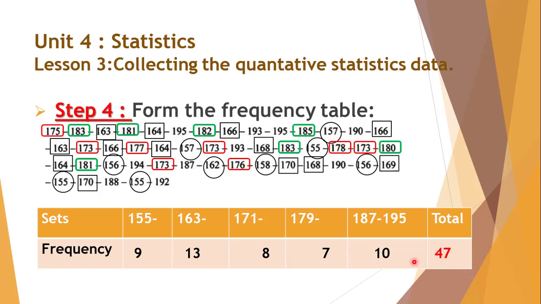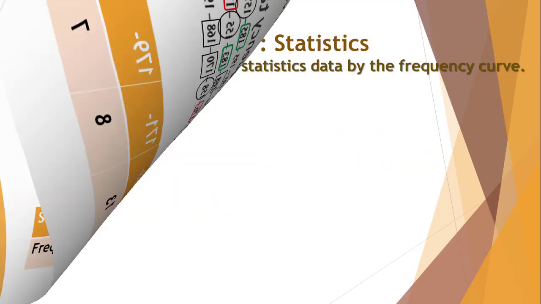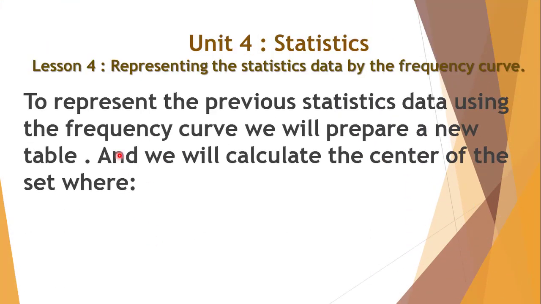Okay, so this is the fourth step, to form the frequency table. How to form the frequency table? We have the sets and the frequency. We will count each set and write in the frequency. Okay, the next step: now we have formed the frequency table. Now we want to represent the statistics data by a frequency curve.